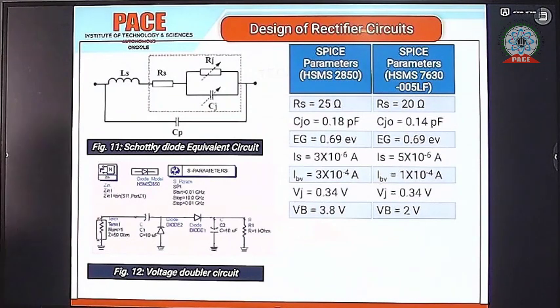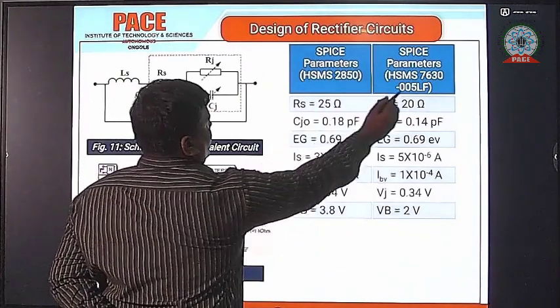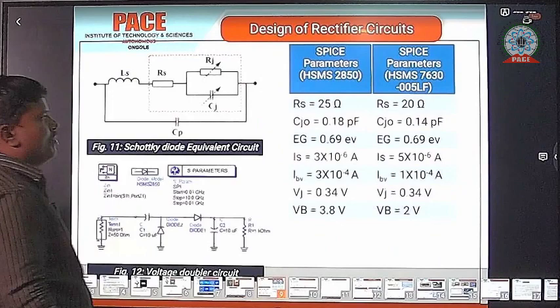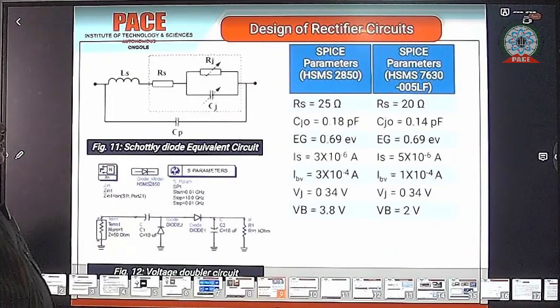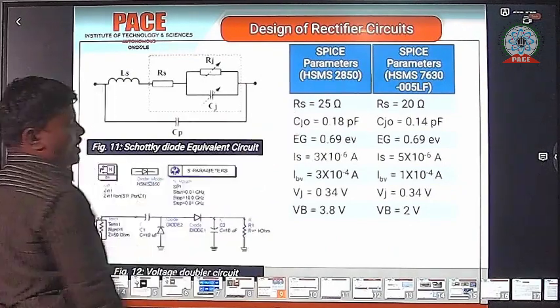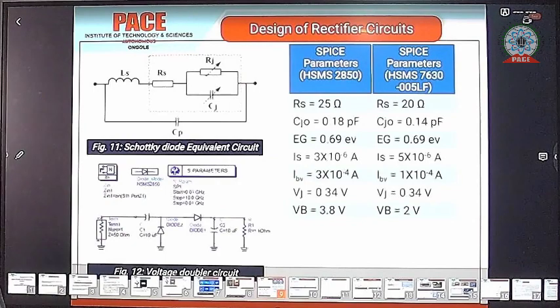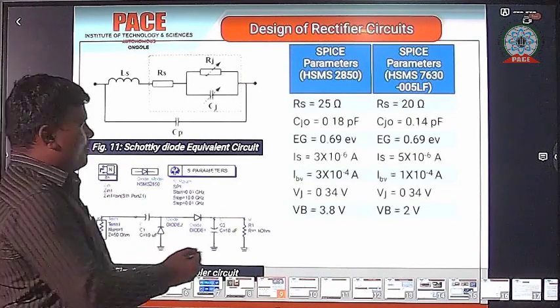So here, to design the rectifier circuits, different types of diodes are available. I consider two types of diodes: one is the HSMS 2850 and another one is the HSMS 7630. These are the diode specifications. The Schottky diode junction voltage is very low. The HSMS 2850 breakdown voltage is 3.8 volts, and the HSMS 7630 breakdown voltage is 2 volts.